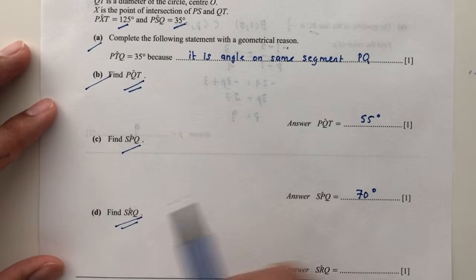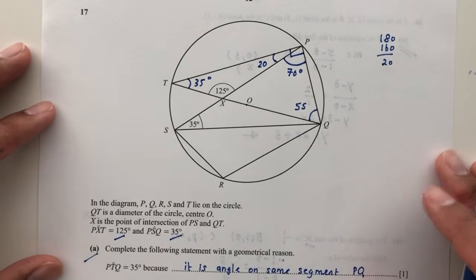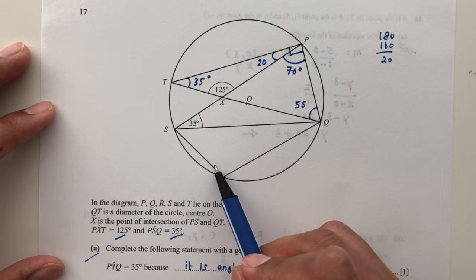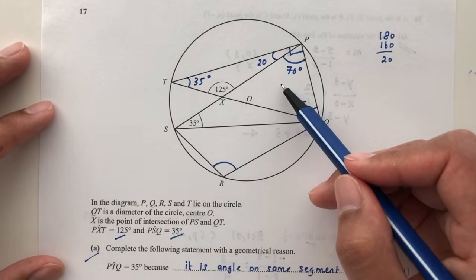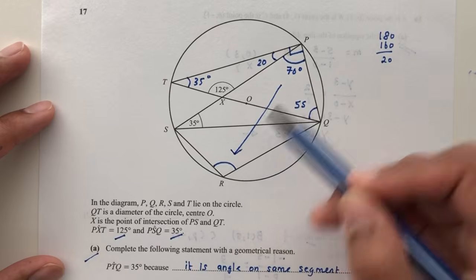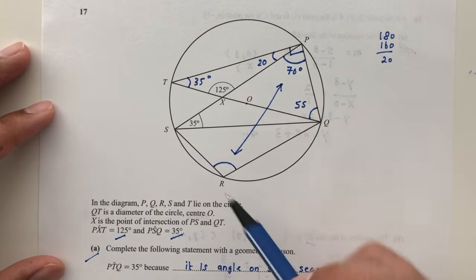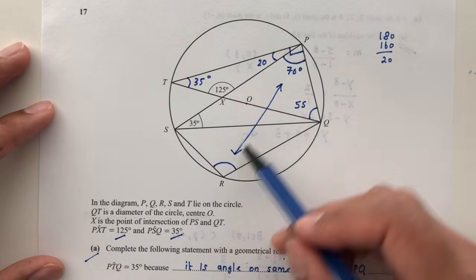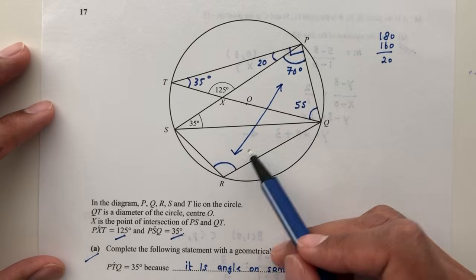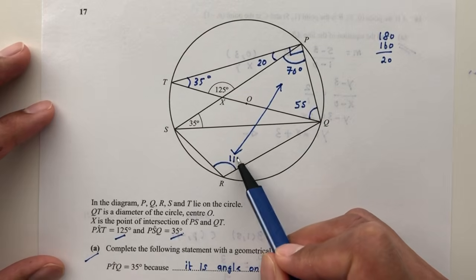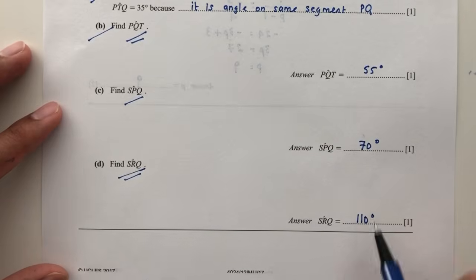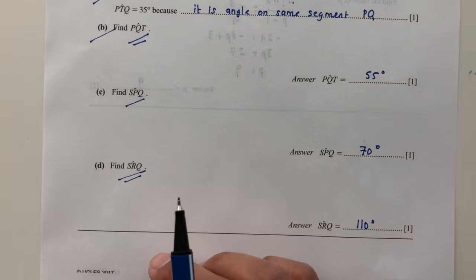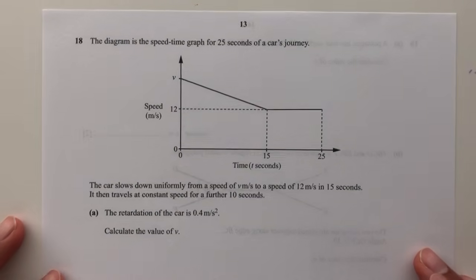Now part D, SRQ. Where is SRQ? So SRQ, this angle here. Pretty easy. As you can see, we have SPQR. They are opposite. They are a quad. So these two angles are opposite to each other. We know that the sum of these two needs to be 180. So this one will be 180 minus 70. That will be 110. So the last one will be 110. So that is 17. Let's move on to question 18.